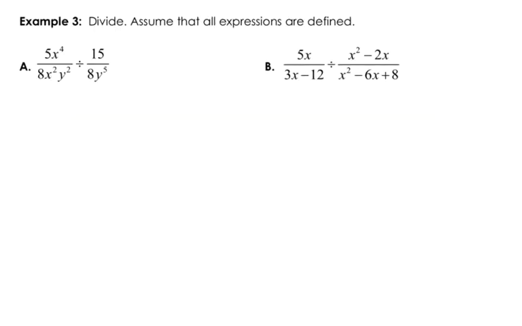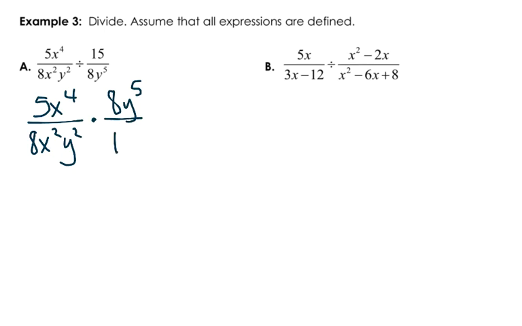These are set up as division. So first thing that we want to do is we want to flip the second fraction. So I'm going to rewrite this problem. So I've got 5x to the 4th over 8x squared y squared times, now I'm going to flip that second fraction, so I've got 8y to the 5th over 15. Now it's the exact same thing I had back at the beginning.